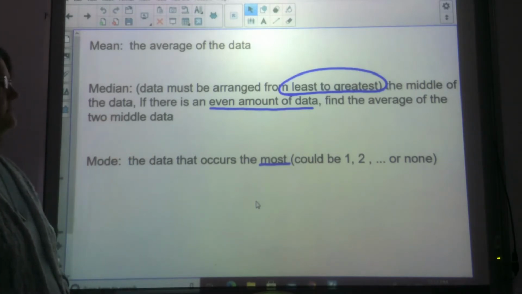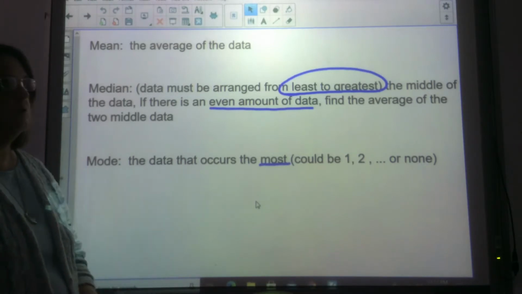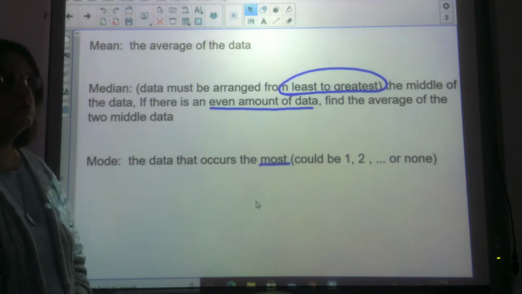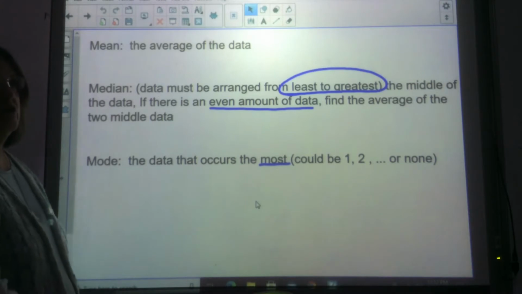The mode is the number that occurs the most. And you can have one mode, you can have 2 modes, 3 modes, or you can not have a mode at all. It may be that you don't have anything that occurs the most.